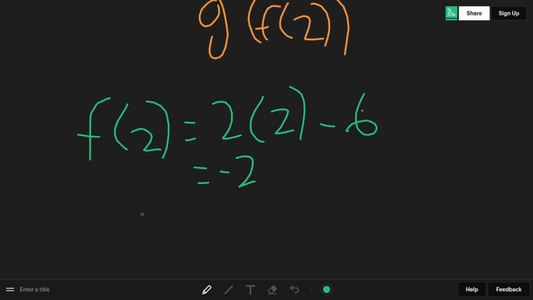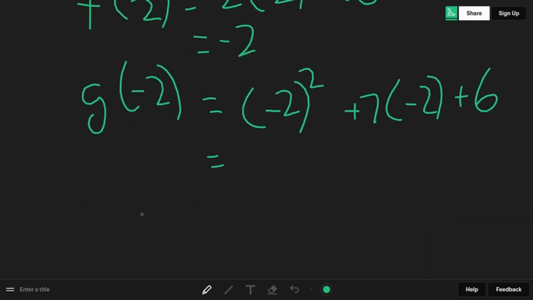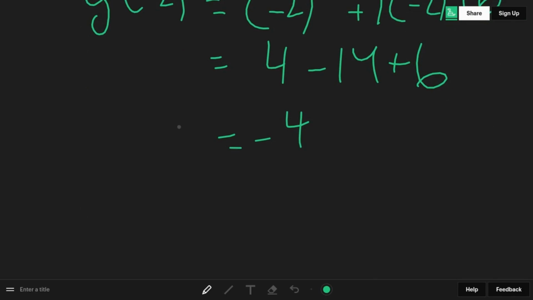Now I'm going to take that value and plug that into g of x. So now I'm going to do g of negative 2, which is negative 2 squared plus 7 times negative 2 plus 6, which is 4 minus 14 plus 6, which is negative 4. However, a lot more commonly you'll see something like this, f of g of x.